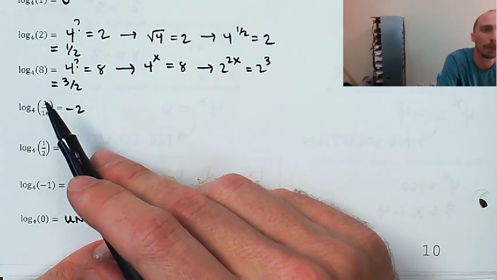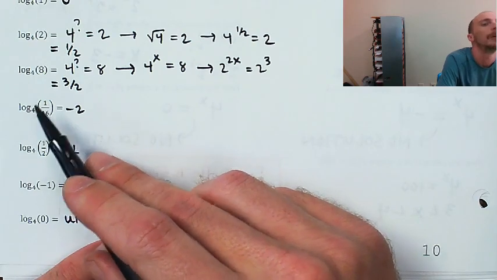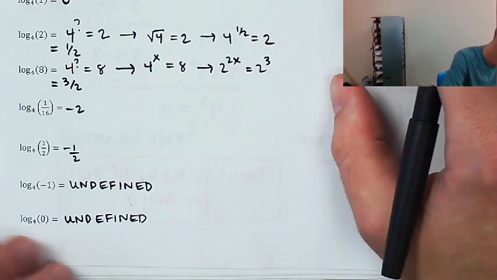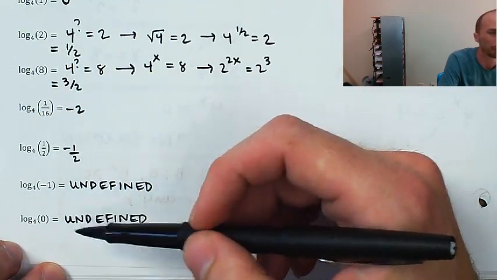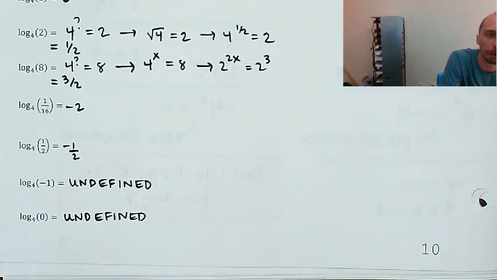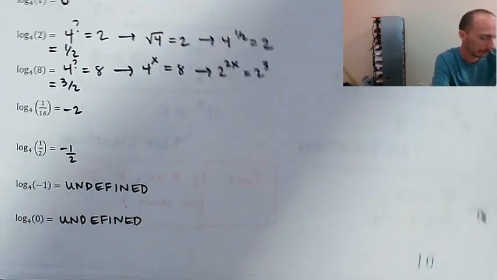What exponent do I put on 4 to get 1 over 16? Well, I put the 2 exponent on 4 to get 16. 1 over 16 is 4 to the negative 2 power. And then keep it going. We said that those equations didn't have any solutions, so these logs are undefined, right? Because there's no power I can take 4 to get negative 1. There's no exponent I can put on 4 and get 0 back. That's just not going to be possible.